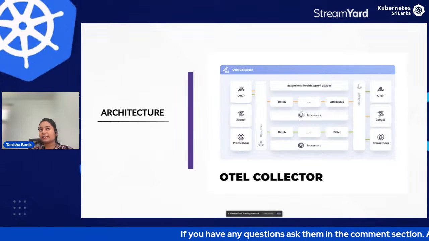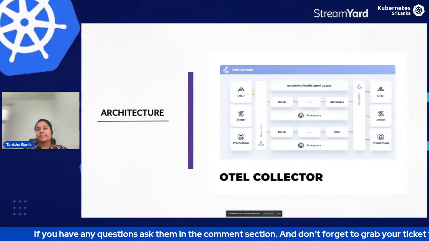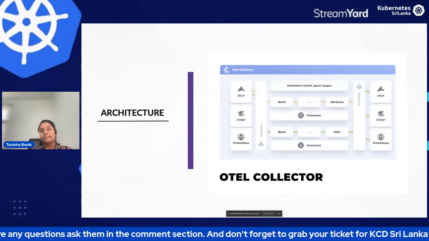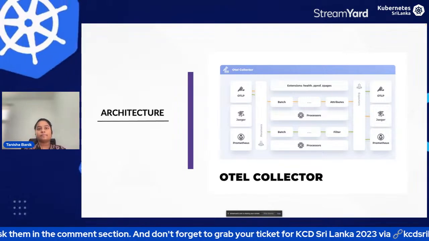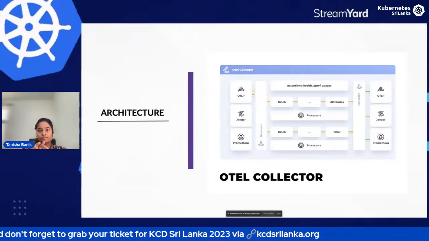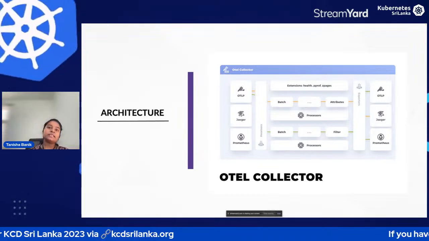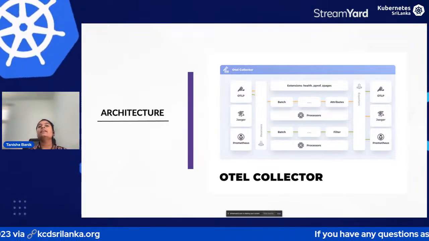So coming to the architecture of the OpenTelemetry collector. As we can see on the left side, we have OTLP, Jaeger, Prometheus. These are all external tools. You can also see Jaeger, Prometheus, or even Loki and any other tool. These are all the external tools that can be plugged in.